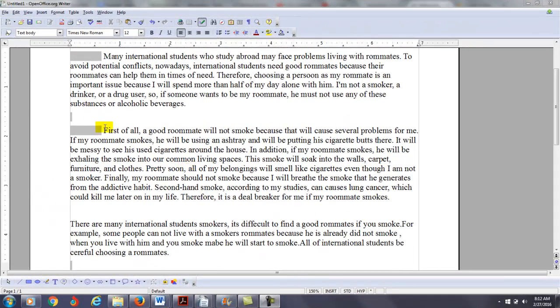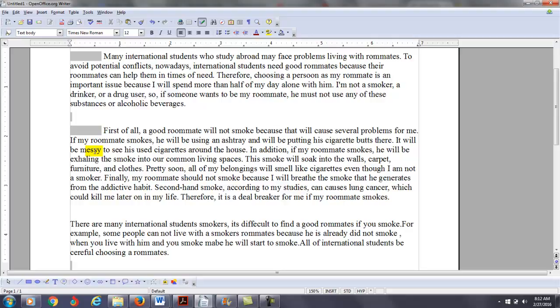Alright, so let's read this second paragraph. It says, first of all, a good roommate will not smoke because that will cause several problems for me. If my roommate smokes, he will be using an ashtray and will be putting his cigarette butts there. It will be messy to see his used cigarettes around the house.